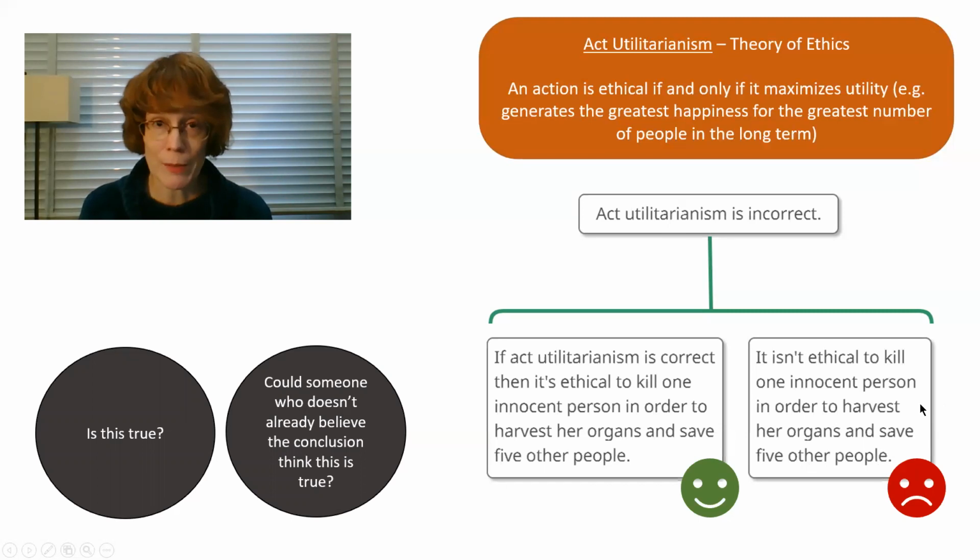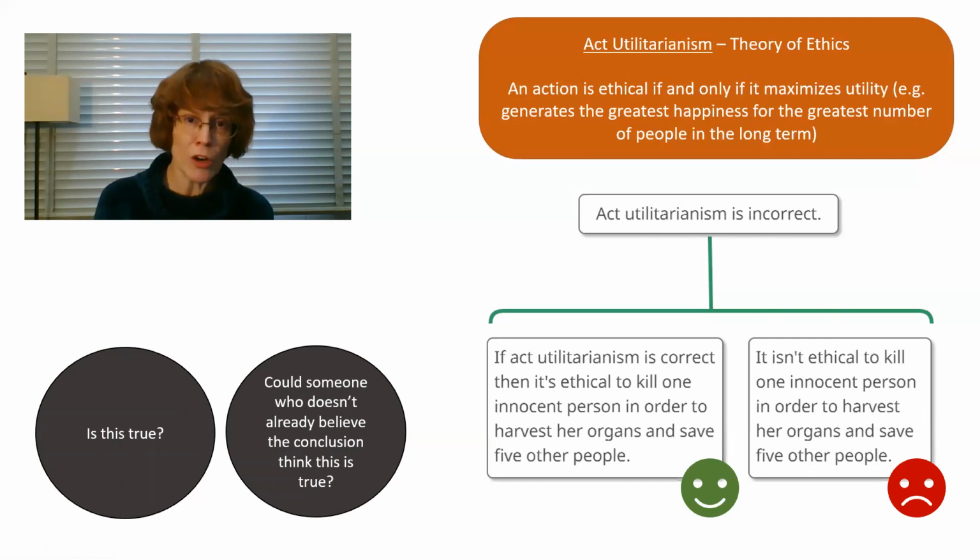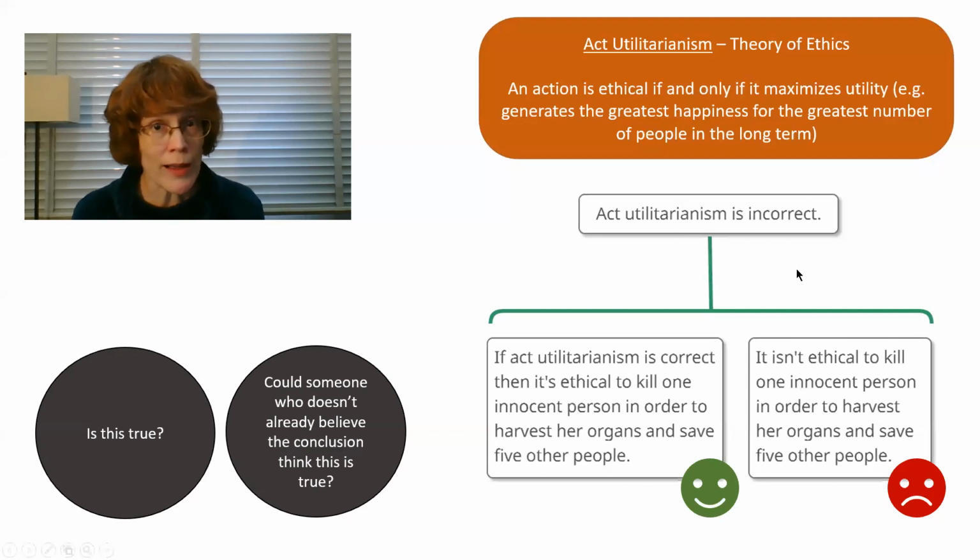Problem. This premise looks like it presupposes the truth of the conclusion. The only people who could accept that this is unethical are people who already think that act utilitarianism is incorrect, or at the very least, if you are absolutely committed to act utilitarianism, you're not going to accept that premise. So, according to our system for evaluating arguments, it looks like we should say that this argument's bad, right? Well, surprise.